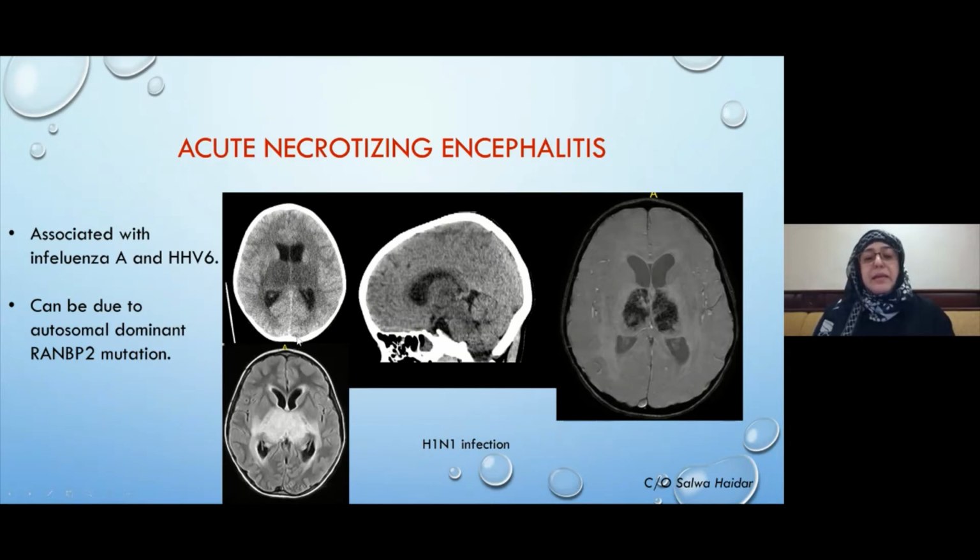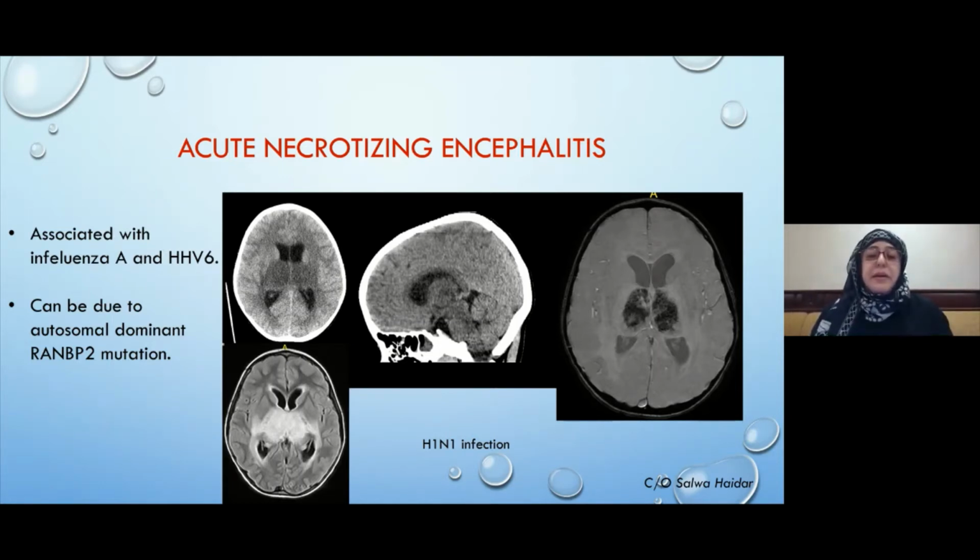And in these cases, we will see diffuse prominent thalamic swelling and edema with involvement of the brainstem and cerebellum. And if we do an MRI with gradient echo and susceptibility weighted imaging, we will see areas of vascular hemorrhages, and this may not be evident on CT. And it's very important to recognize because it is with very poor prognosis.